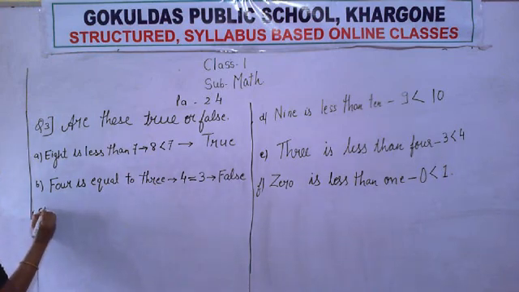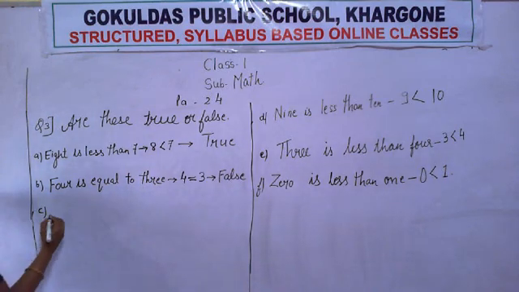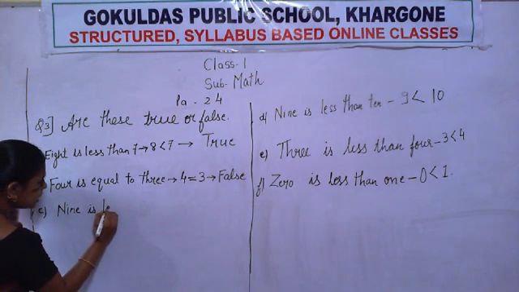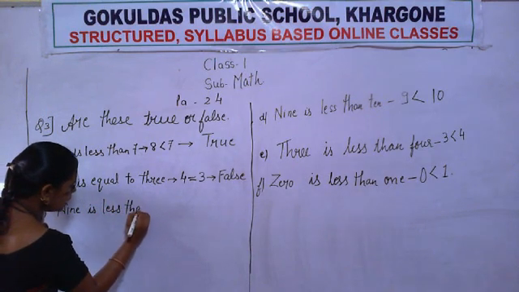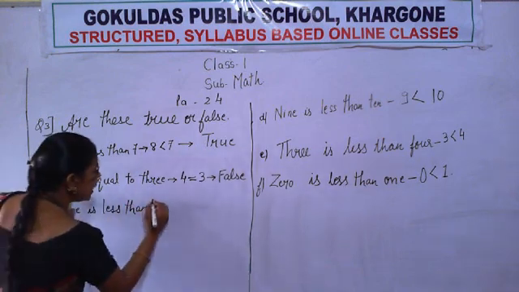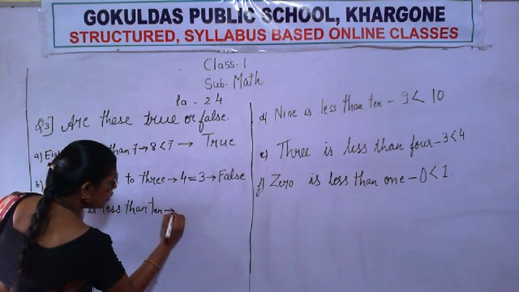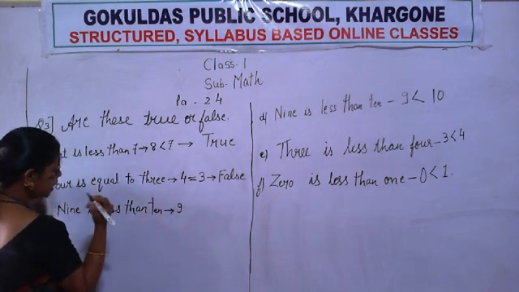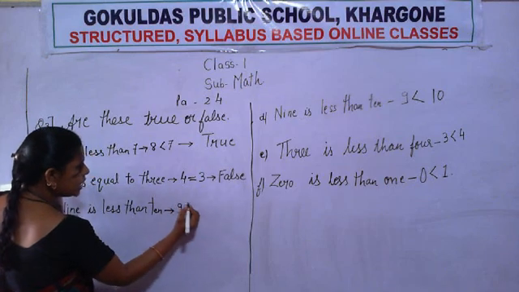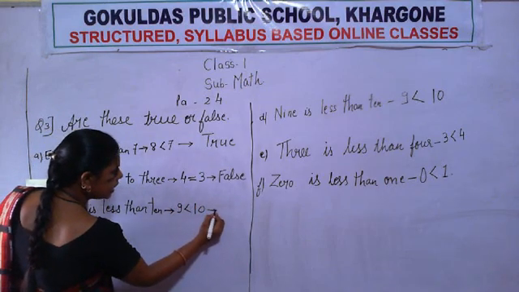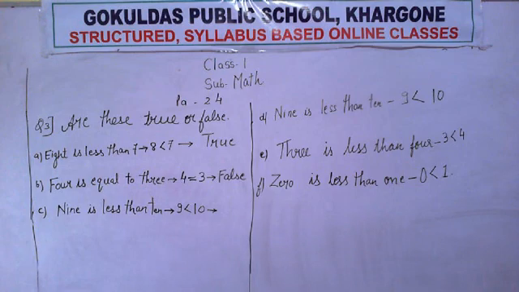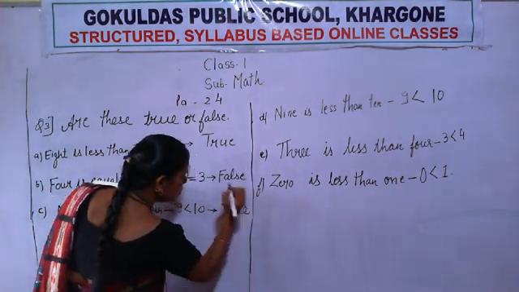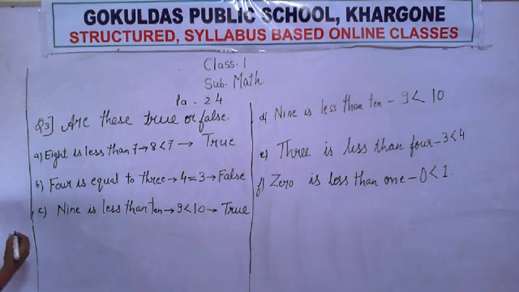Now C. 9 is less than 10. First we convert it into numbers and symbol. What number will come here? 9. Then which sign? The sign of less than, and then 10. Is this correct? 9 is less than 10? Yes, it is correct. So true.